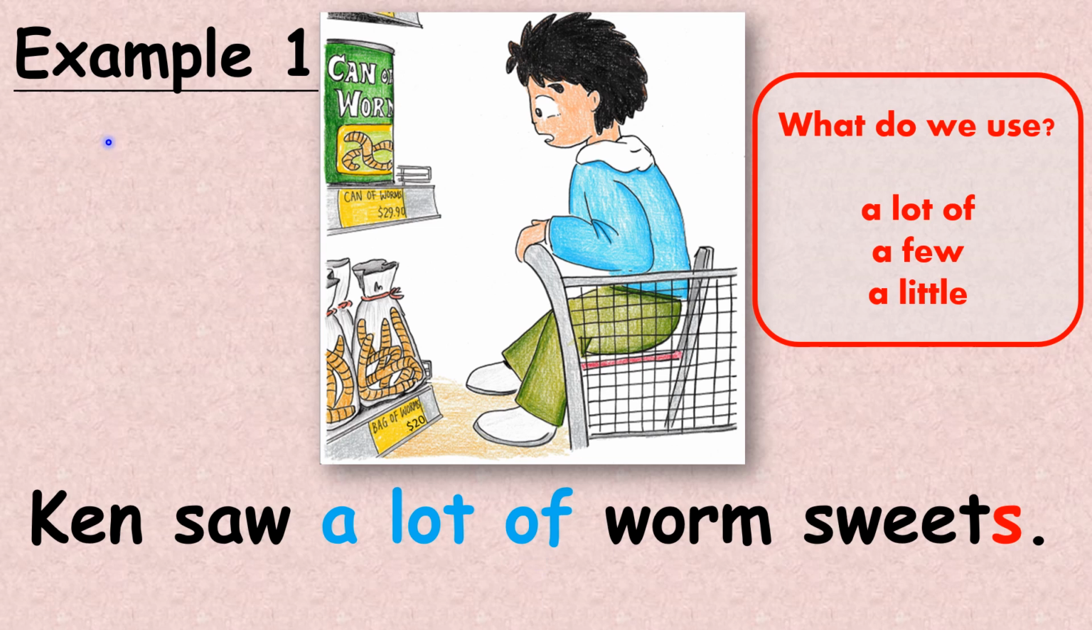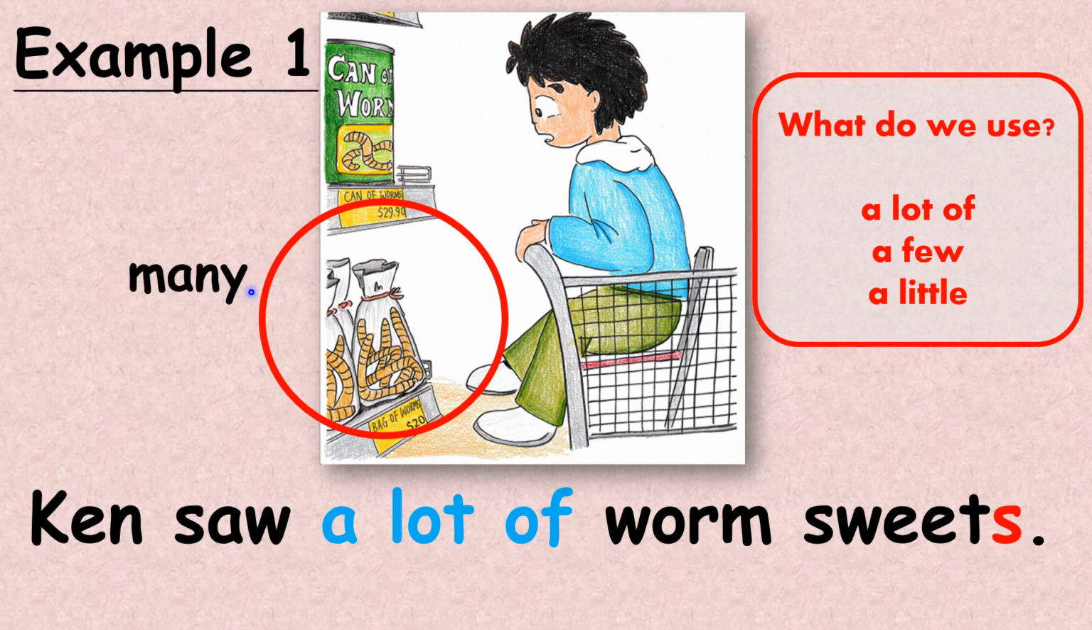Why is the answer a lot of? Let's see. Here are the worm sweets that Ken saw. Now there are many sweets, and we can count the sweets. So we used a lot of. Next example.